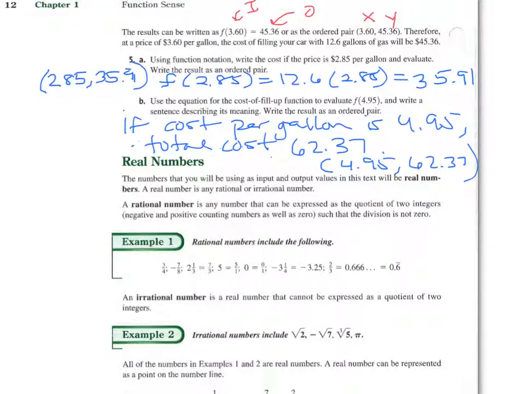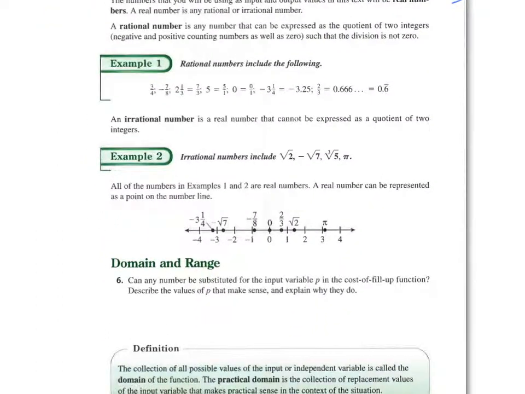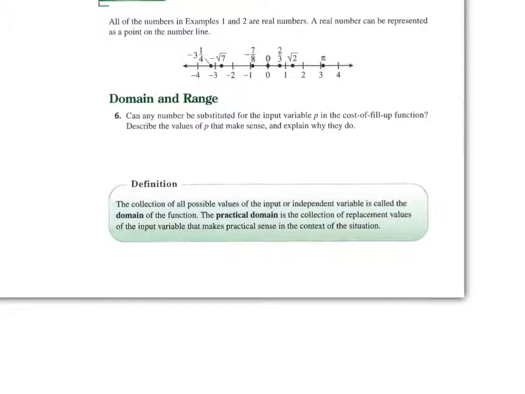Alright, so I'm going to let you read through this: real numbers versus rational numbers versus irrational, talking about things that can be written as a fraction and things that can't. There's nothing really for me to fill in there, so if you have questions with that, let me know. And the reason they're doing that is to start talking about domain and range.